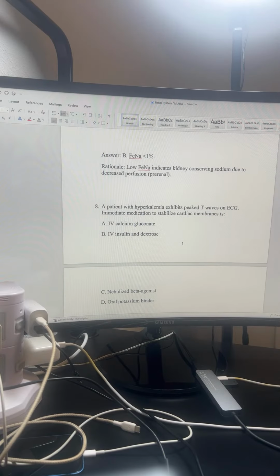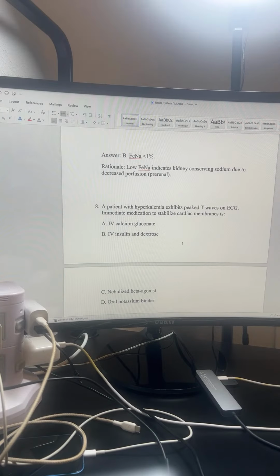A patient with hyperkalemia exhibits peaked T waves on EKG. Immediate medication to stabilize the cardiac membrane is A, IV calcium gluconate, B, IV insulin and dextrose, C, nebulized beta agonist, or D, oral potassium binder.